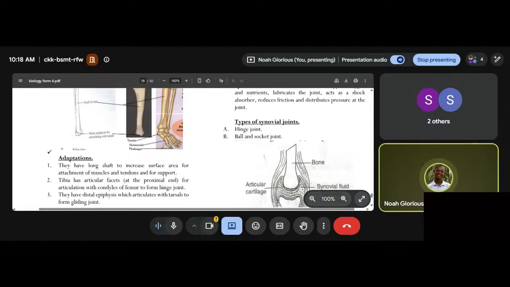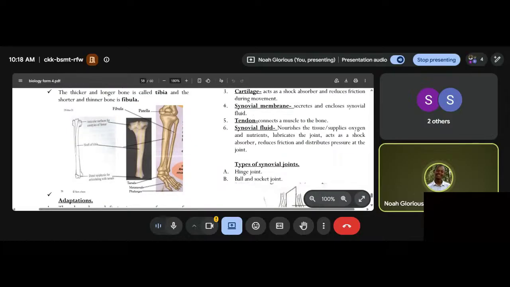You remember we also mentioned movable joints. There are two examples: the ball and socket joint, and another one known as the hinge joint. Some learners have a problem differentiating ball and socket from hinge joint. For example, let's start with ball and socket. Generally, where do you think we can find a ball and socket joint?